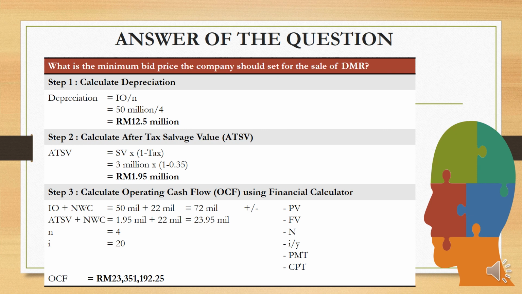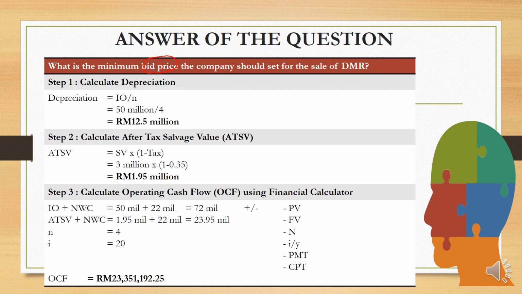To answer the question regarding the minimum bid price the company should set for the sales of DMR, there are 4 steps available for you to follow to make it easy for you to calculate the minimum bid price. The first step is to calculate depreciation.